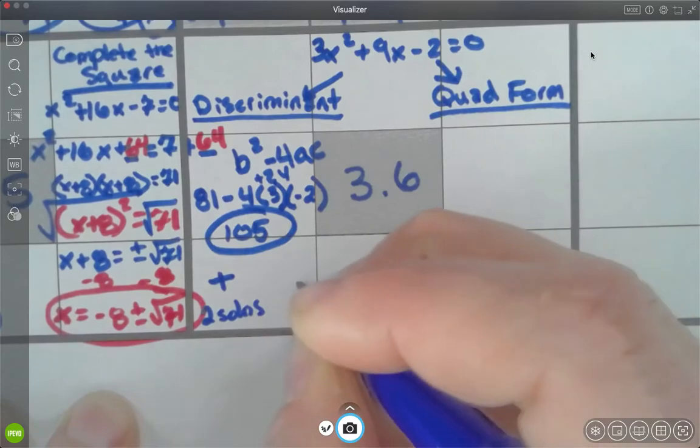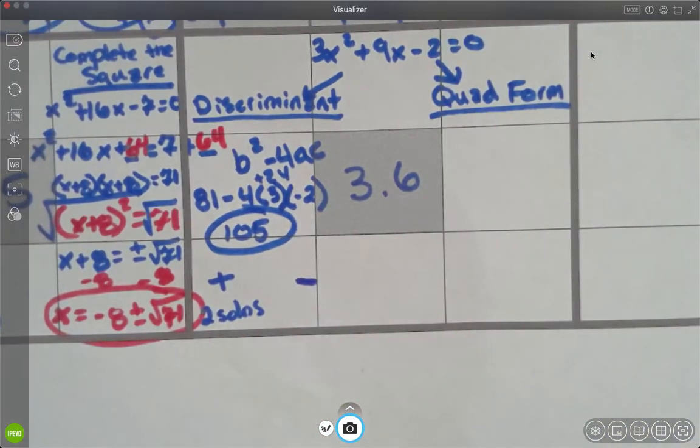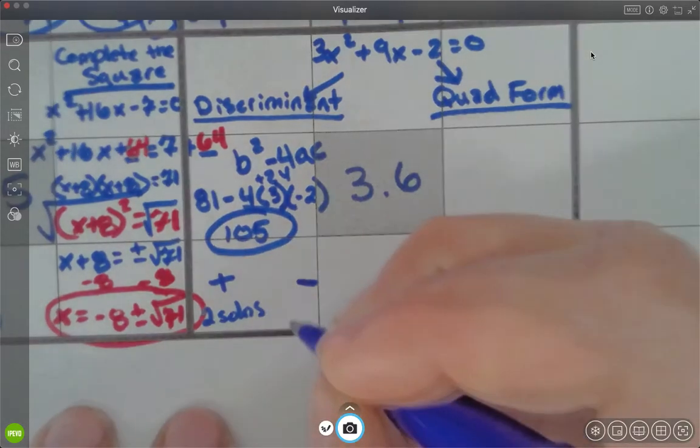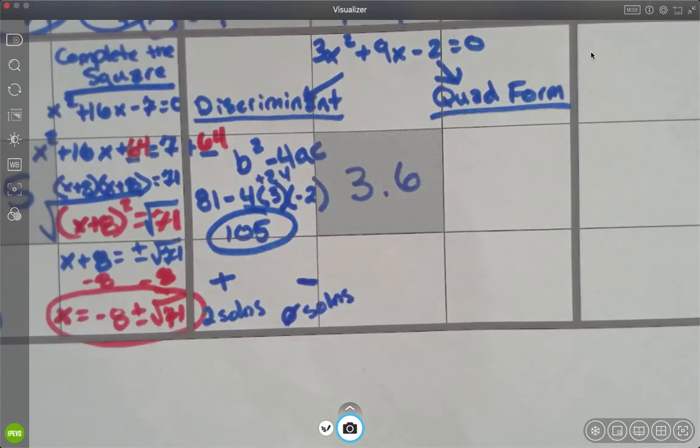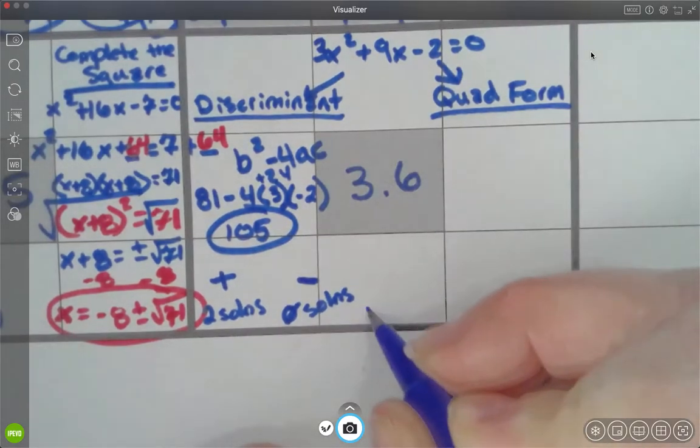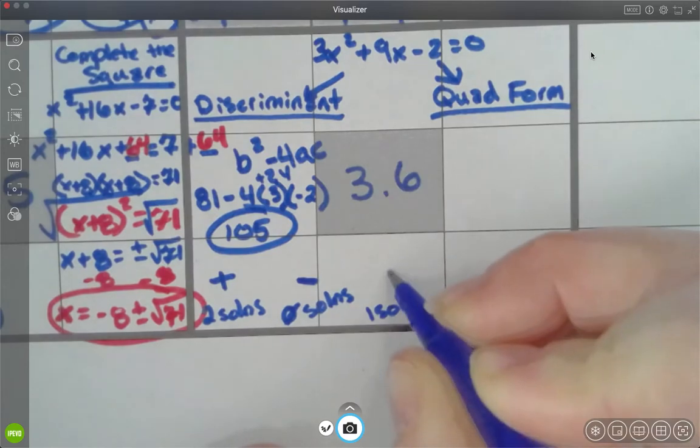Okay, what happens if it's a negative number? If that would have turned out to be a negative number, why is there no solutions? Because you cannot have a negative inside of a square root, which means you have an imaginary solution. Imaginary number, okay? And when do you get one solution? When it's 0, right? Why do you get one solution when it's 0?